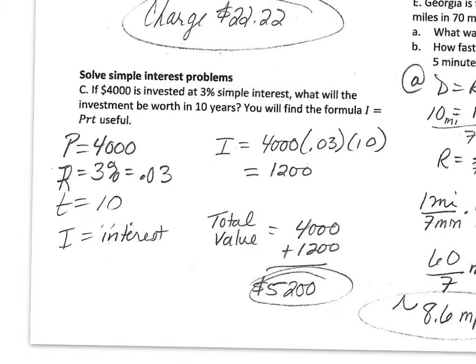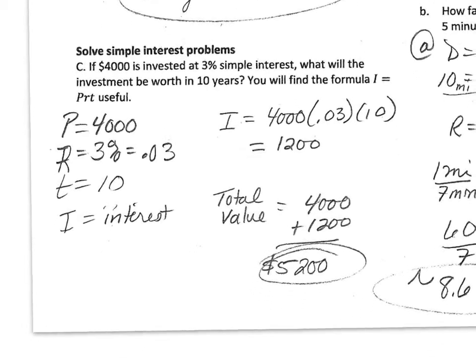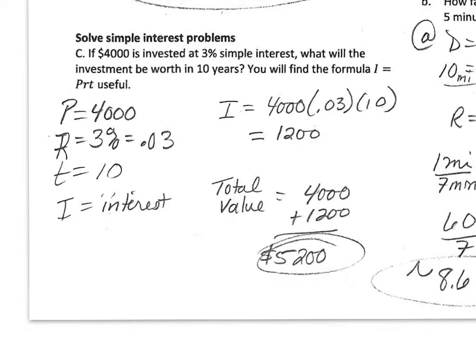For simple interest problems, we're going to use the formula I equals PRT, where I is the interest that you earn, P is the principal that you invest, R is the rate that you get, and T is the time in years. So they're asking you if $4,000 is invested, so 4,000 is the principal, at 3% simple interest, which is 0.03. Simple interest means that we're not compounding it and there's no exponent on this formula. What will the investment be worth in 10 years?